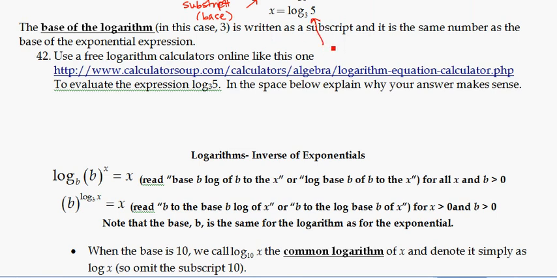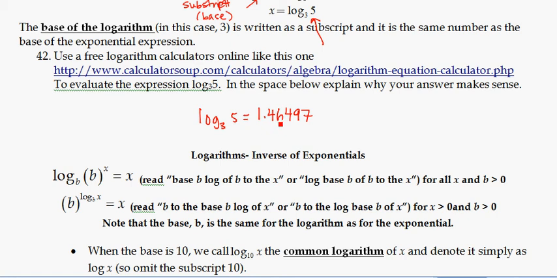Okay, so I'm linking here a free logarithm calculator, or you could just Google one. I'm sure you could come up with something. And you just want one that you can enter in the base, and you can enter in what number you want to take the logarithm of, and it'll evaluate it for you. So I'm going to tell you that if you do log base 3 of 5, you should get 1.46497, let's say.